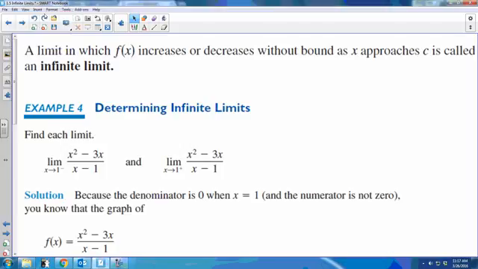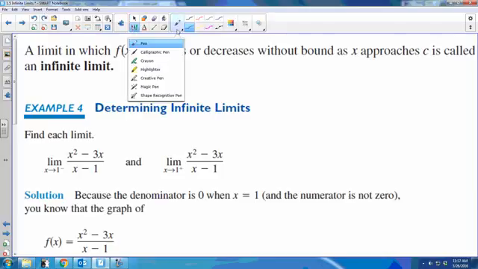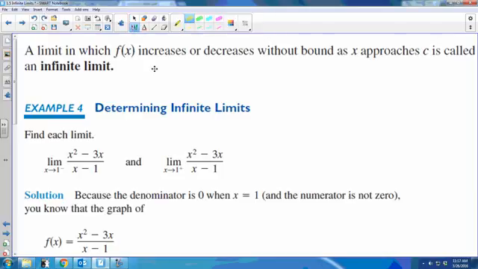In learning target 7, we're finding infinite limits. An infinite limit occurs when the function increases or decreases without bound as x approaches a certain value. In previous sections, we might have said the limit does not exist, and it still does not exist, but now we can specifically say if it's approaching infinity, the limit is infinity, or if it's approaching negative infinity, the limit is negative infinity.